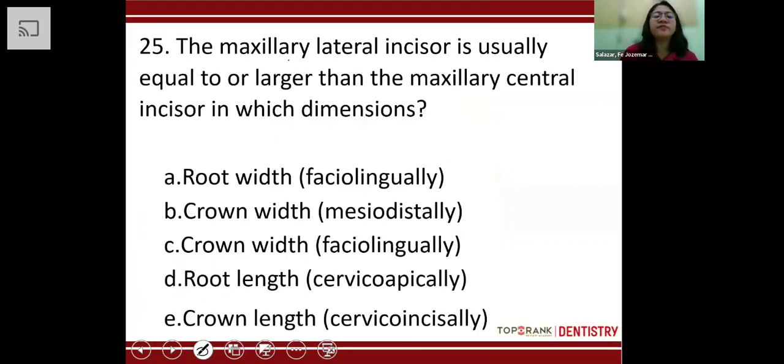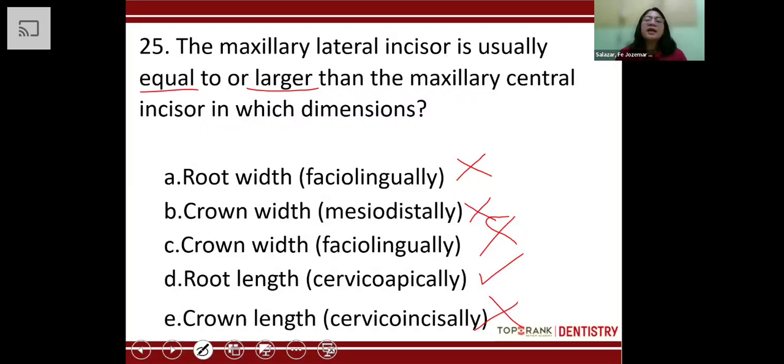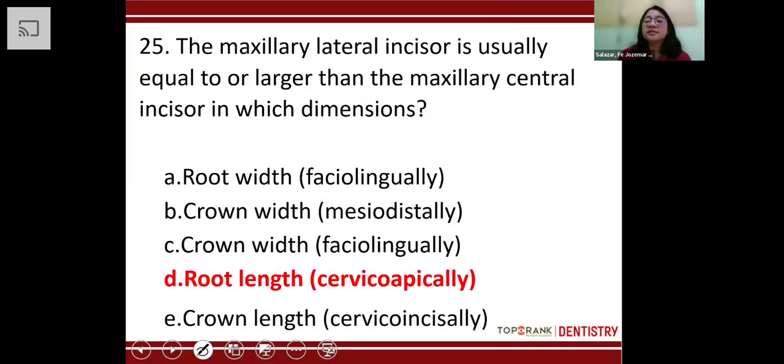Okay, number 25. The maxillary lateral incisor is usually equal to or larger than the maxillary central incisor in which dimension? Root width facialingually, is it wider? No. It's the length. Crown, definitely not, it is smaller. Root length, yes. Crown length, no. It is shorter. So the correct answer for number 25 is letter D, the root length.